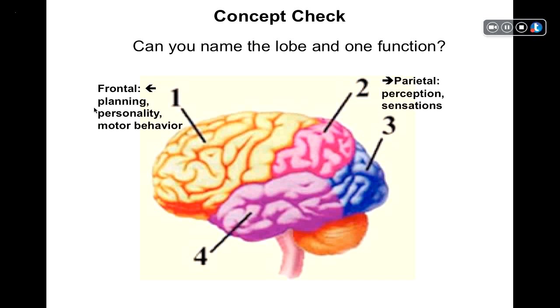How about lobe number 3? At the back of the brain. That would be the occipital lobe. That is responsible primarily for vision. And number 4, that would be the temporal lobe. That is responsible for language and hearing. So those are the 4 lobes of the brain and some of their functions.